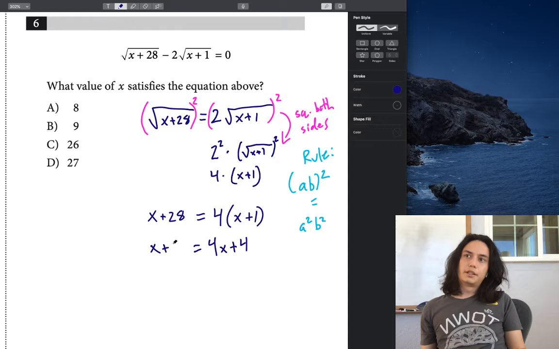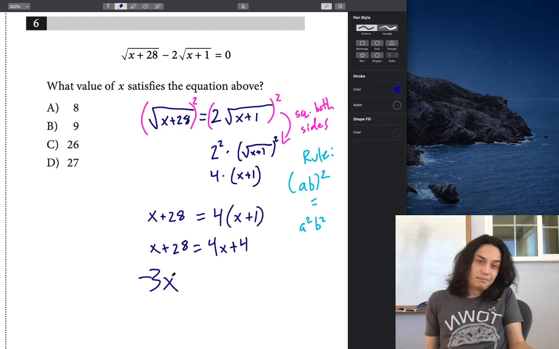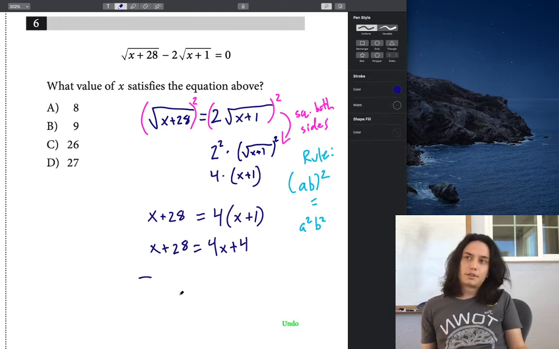All right, that's x plus 28. Now I'm going to take this x and move it over here. The reason why I'm going to take this x and move it over here instead of the other way around is that it's going to end up being positive. If we took this x and moved it over here, we would end up with negative 3x, and that's gross to me. Negative numbers are annoying, so forget that.